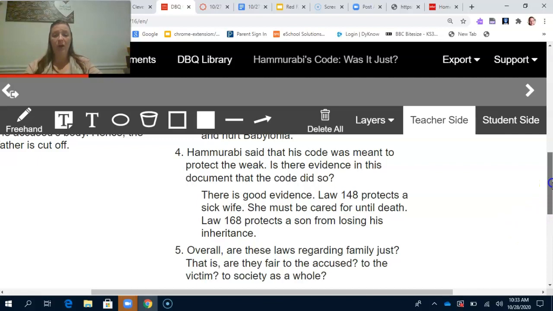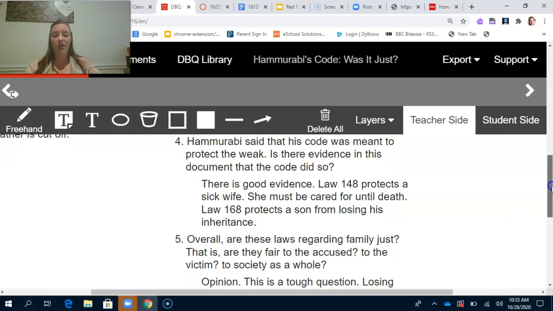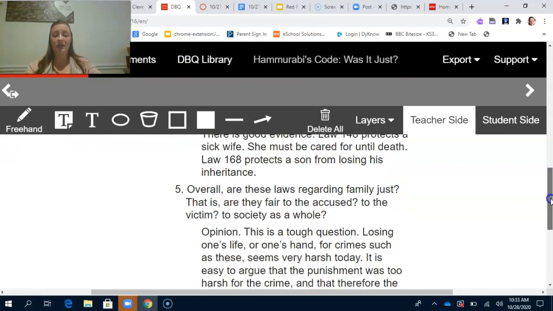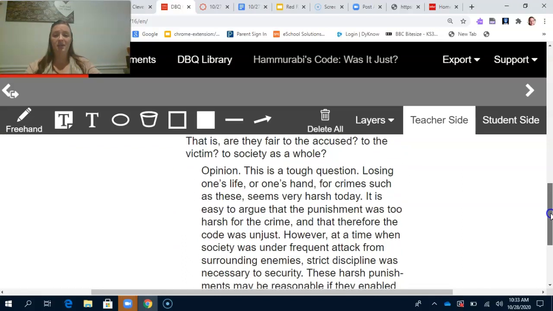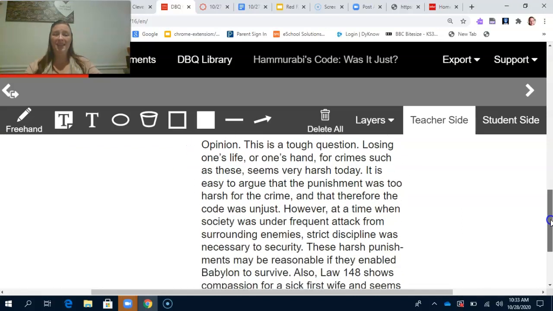Number 5, overall, are these laws regarding family just? That is, are they fair to the accused, to the victim, to society as a whole? Guys, this is a really tough question. Losing one's life or one's hand for crimes such as these seems so harsh today, because that's not the society we live in. However, it is easy to argue that the punishment was too harsh for the crime, and that therefore the code was unjust.